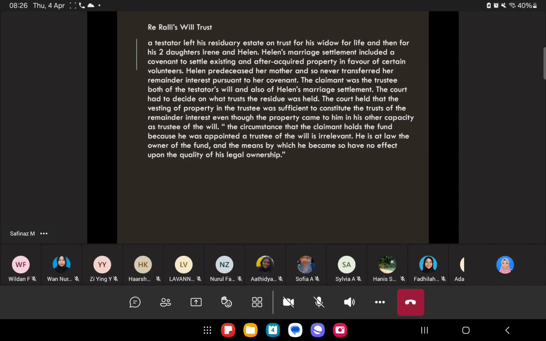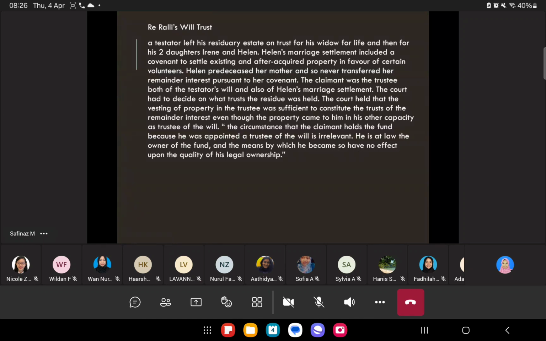Helen predeceased dia mother, maknanya dia mati dulu daripada mak dia. So never transferred her remainder interest pursuant to her covenant. The claimant was the trustee, both of the testator's will and also of Helen's marriage settlement. So kat dalam kes ni, the trustee of the two is the same people. Trustee number 1 and number 2 is the same. Okay.